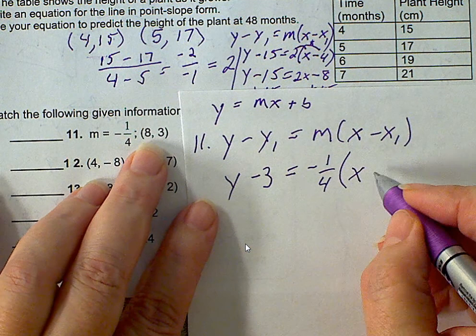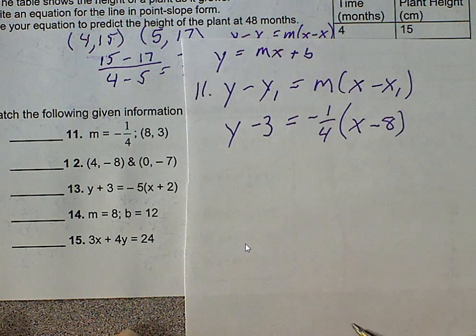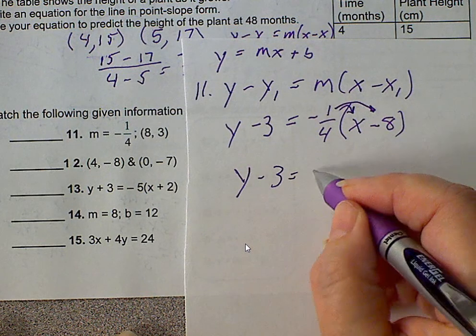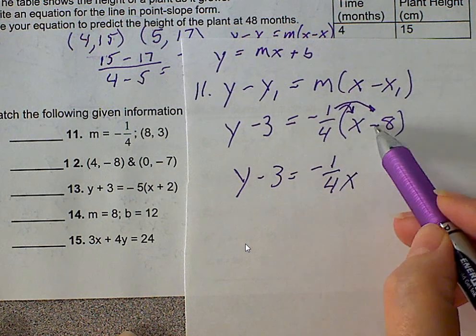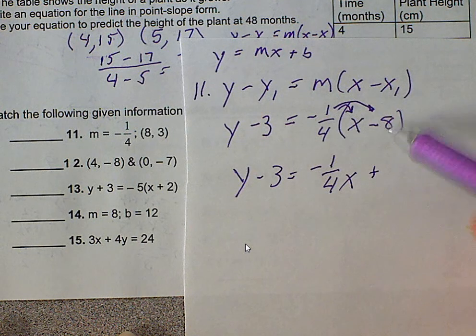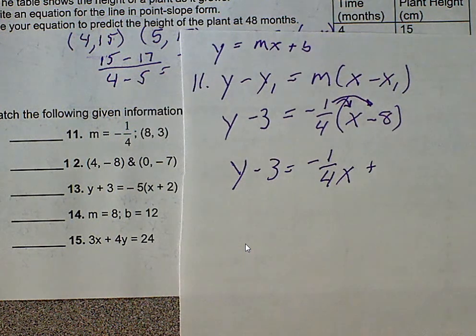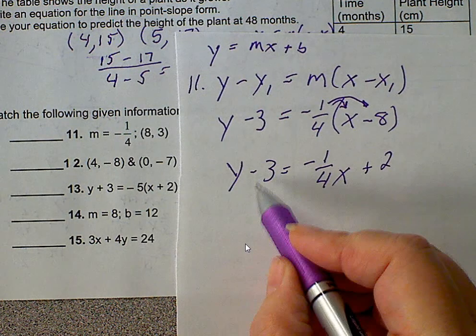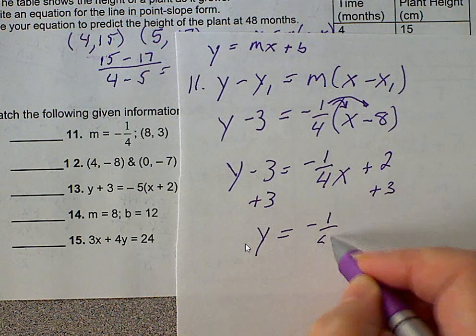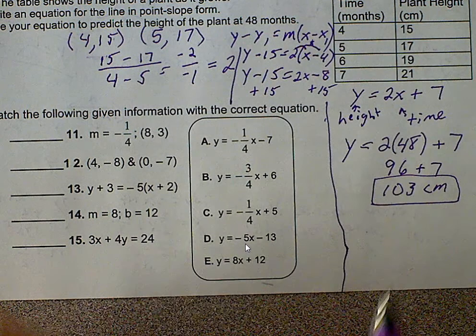How do I put it into my y-intercept form? I distribute. So y minus 3 is equal to a negative 1/4 x. Negative and negative is a positive. In your calculator, go negative 1 divided by 4 times a negative 8. Should give you a 2. Then how do I get rid of that? I add 3. So I have y is equal to a negative 1/4 x plus 5. So now I'm looking for this here. So it's C. So number 11 is C.